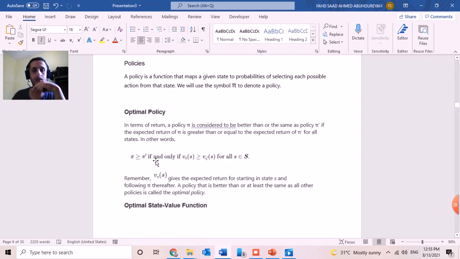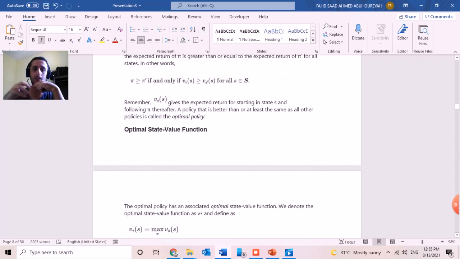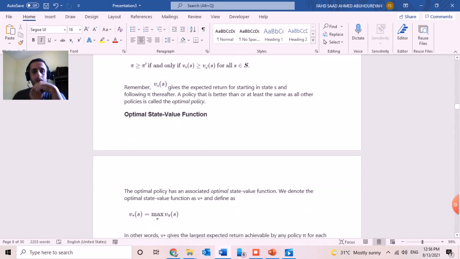All right, this is the optimal policy. Let's call it pi. So if pi is better than pi dash, that means this policy pi is better than pi dash. Simple as that. If this policy gets us more rewards than the other policy, we will stick with the first policy. All right, so this policy is better, which is pi.